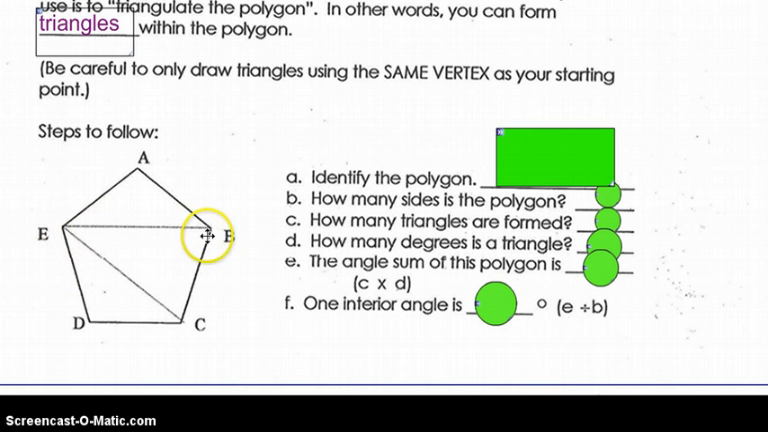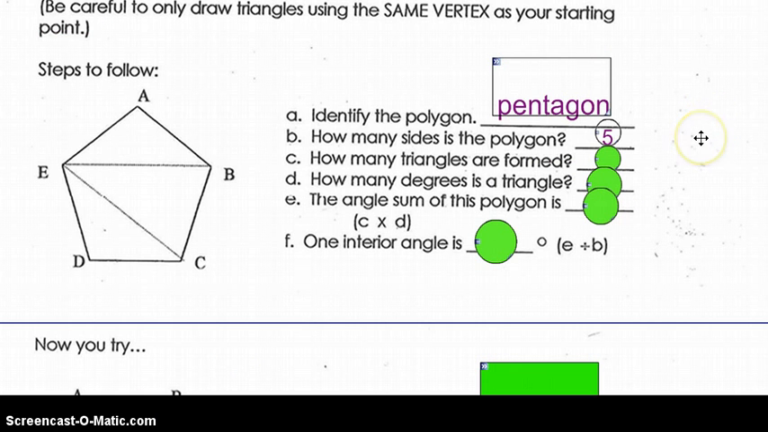And you're going to draw lines to the other vertices until you don't have any more lines to draw. That will help you identify how many triangles are formed. So first we're going to identify the polygon. It's a five-sided figure, so it is a pentagon. For part B, how many sides does it have? You'll write 5.